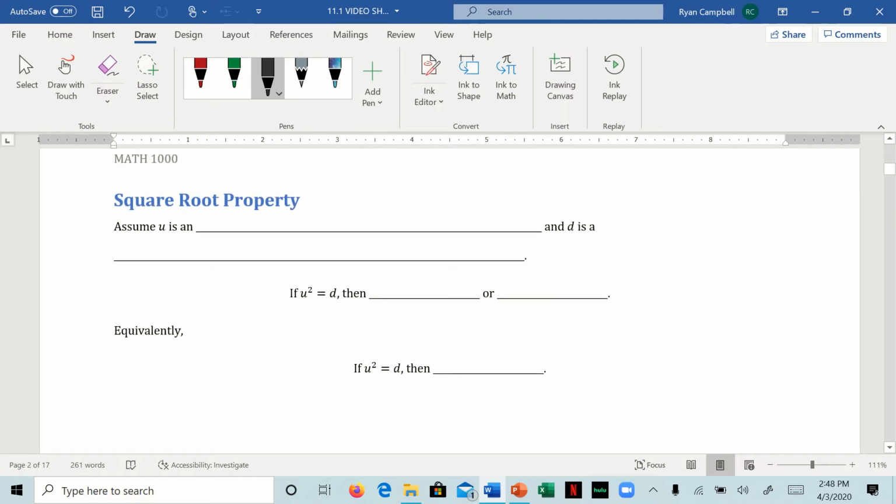So assume that u is an algebraic expression. So there's just some expression, could be x plus 2, could be whatever. And that d is a positive real number.